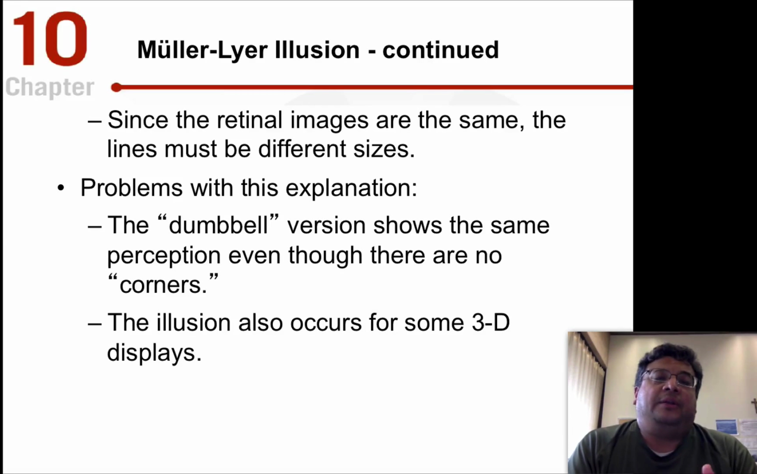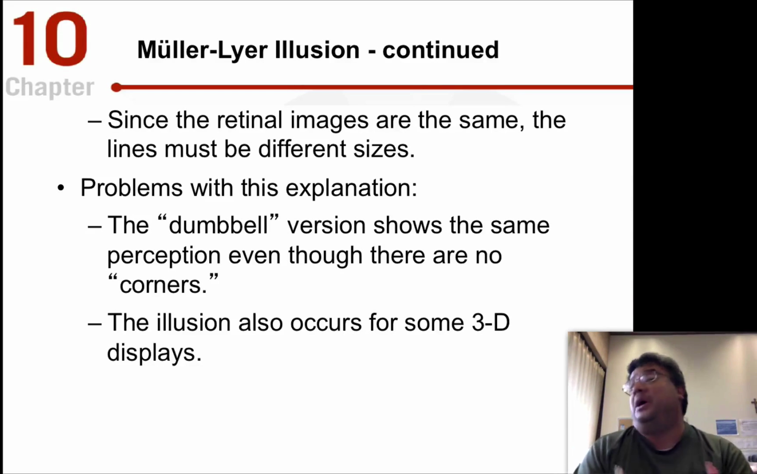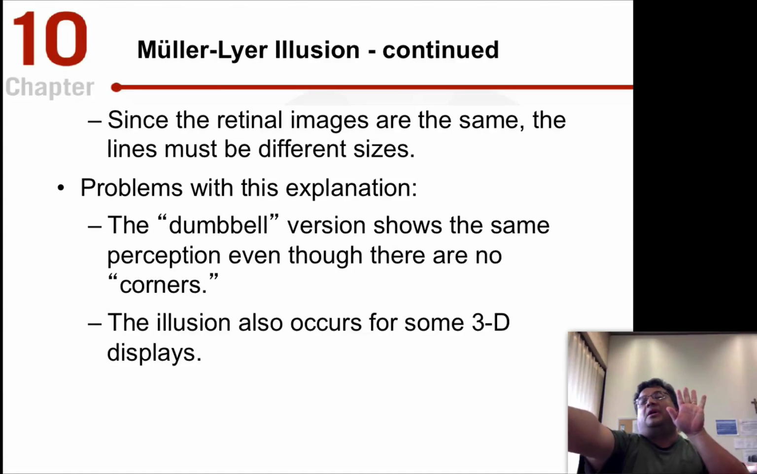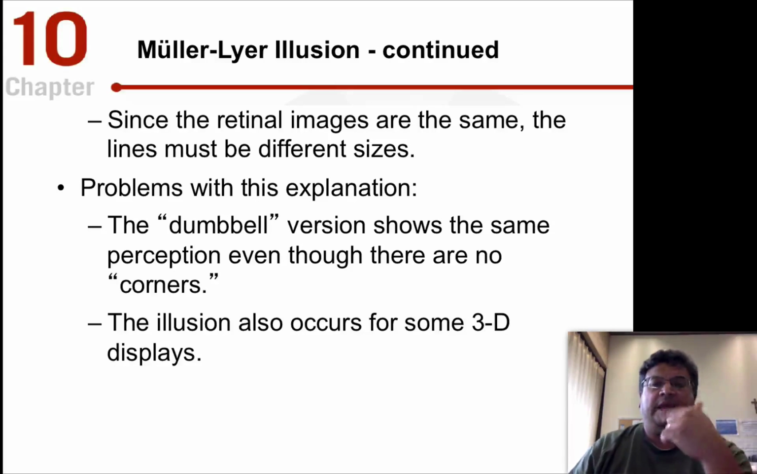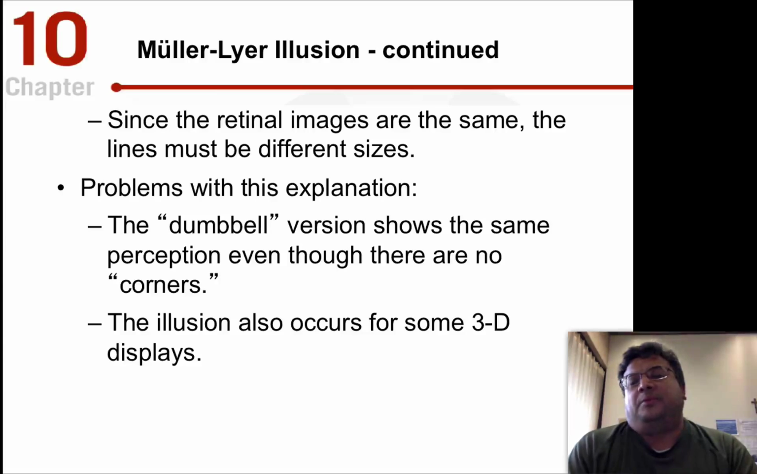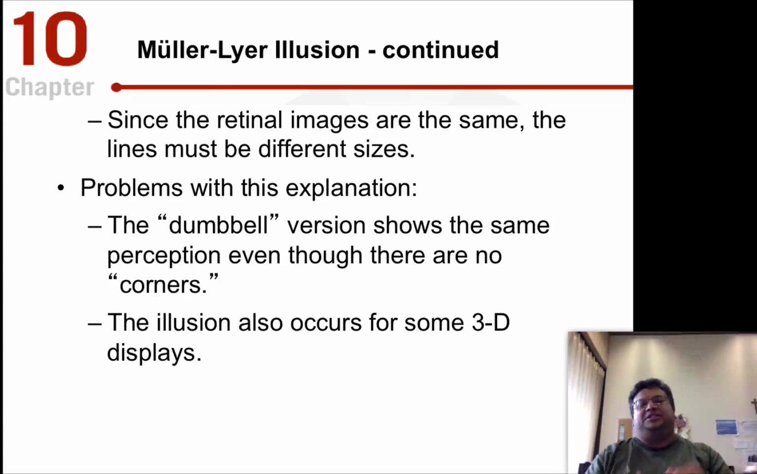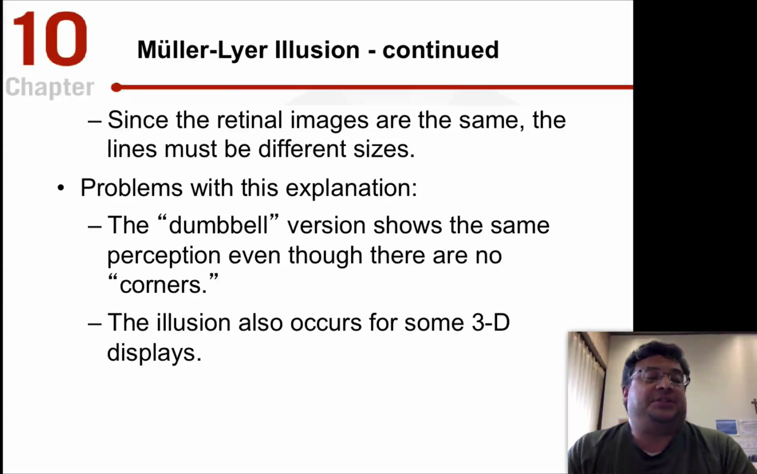So, since the retinal images are the same, but we're perceiving one as a close corner and one as a far corner, it must be that the lines must be different sizes. Right? Remember the thing with the angle, visual angle. Now the problem with this though is, well, maybe that's not exactly what's going on, because you can do this Mueller-Lyer illusion with circles on the lines instead of lines, and you get the same perception. Even though there's no corners, you get the same perception, and you also get it for 3D display.